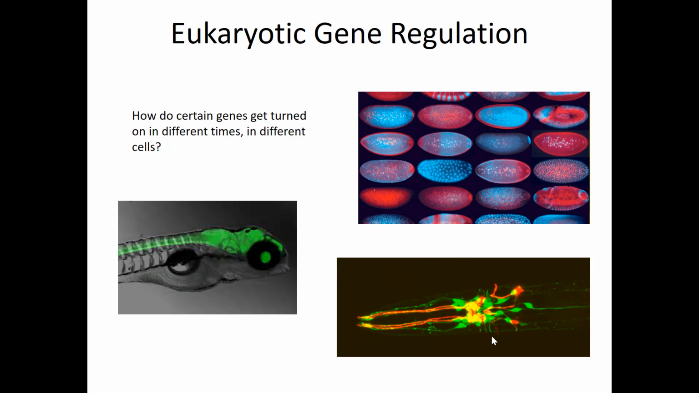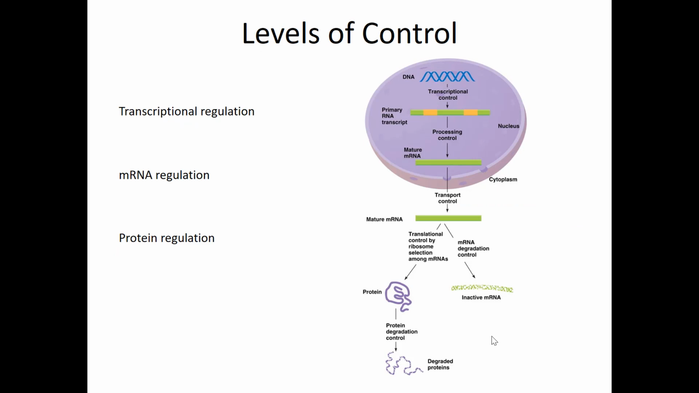And all of these images are just to show you how we study gene regulation and how we take that information to figure out exactly what's going on, and then from there to figure out how all of these levels of expression are regulated. And so in eukaryotic cells, there are three main places in which you can regulate gene expression.